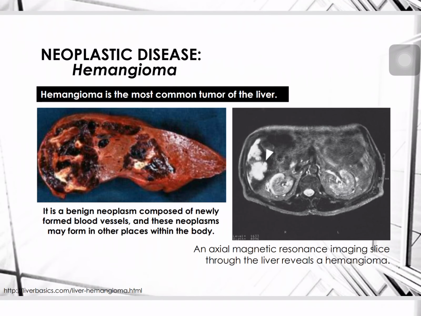So hemangioma is the most common tumor of the liver. It is a benign neoplasm composed of newly formed blood vessels, and these neoplasms may form in other places in the body. Hemangiomas are generally well circumscribed, solitary tumors. They may range in size from microscopic to 20 cm. They are more common in women than in men, especially in postmenopausal women.